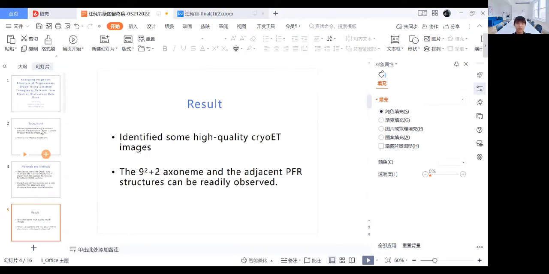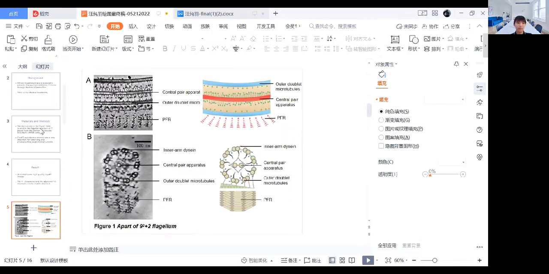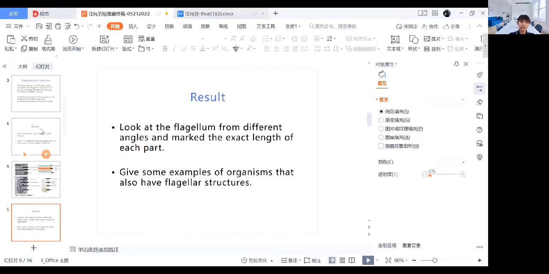First I observed the square of 9 plus 2 axoneme and adjacent PFR structures. They are all shown in figure one, and I also marked the name of each part clearly, and drew cartoon figures to show the detailed structure more clearly. Then I looked at the flagellum from different angles and marked the exact length of each part.